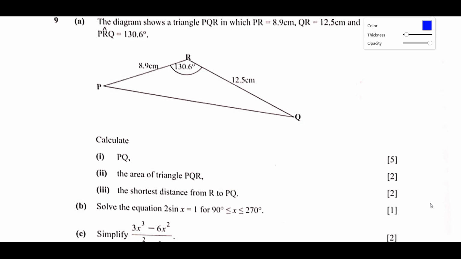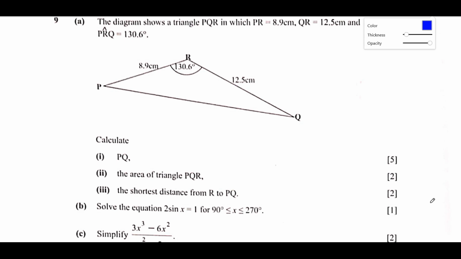Paper 2 for the year 2024. So we've covered section A, right? So we have question 9 coming from the topic of trigonometry. The question reads, the diagram shows a triangle PQR in which distance PR is equal to 8.9 centimeters, QR is equal to 12.5 centimeters, and angle PQR is equal to 130.6 degrees. And we are given this diagram. Calculate the first one. We want the distance PQ.